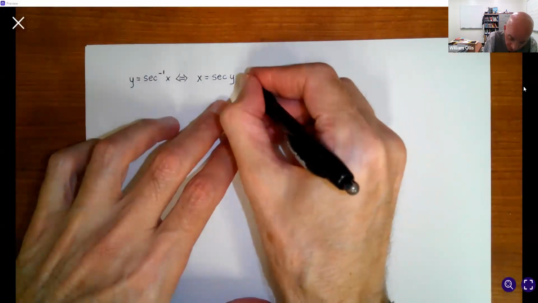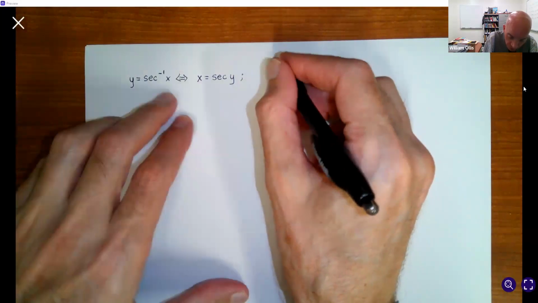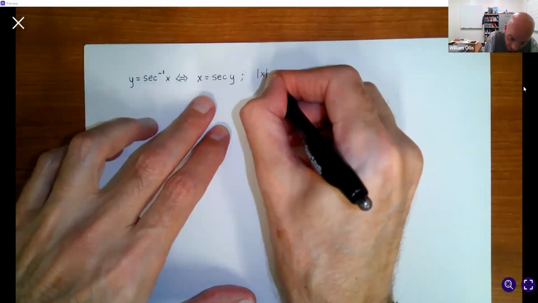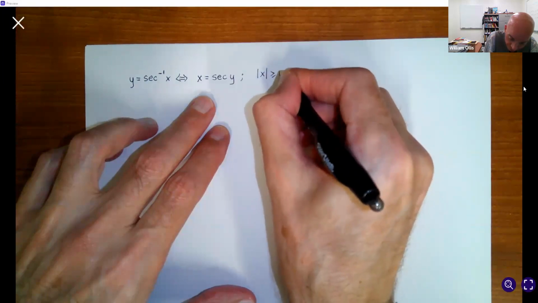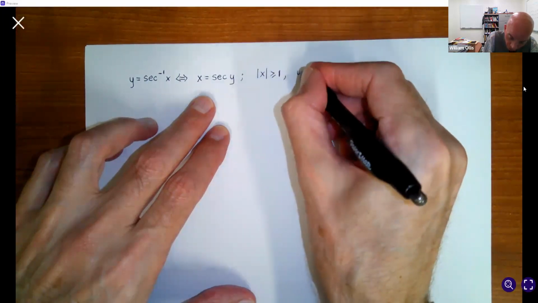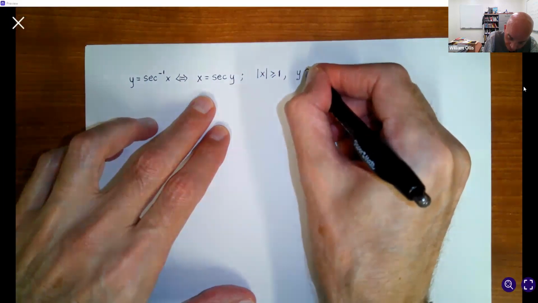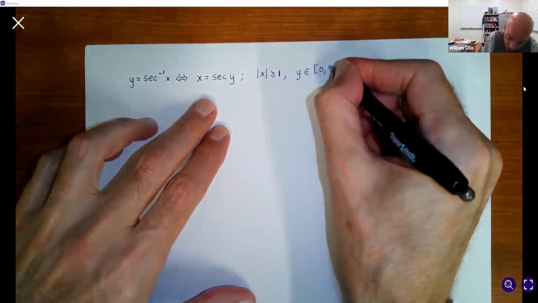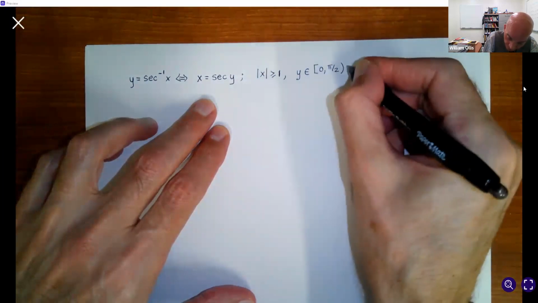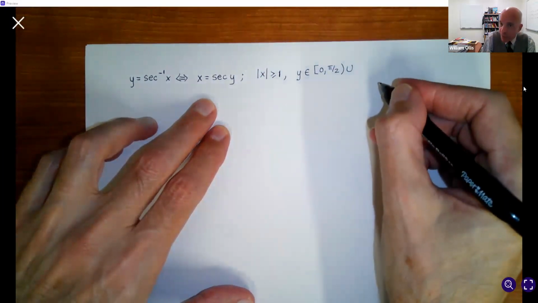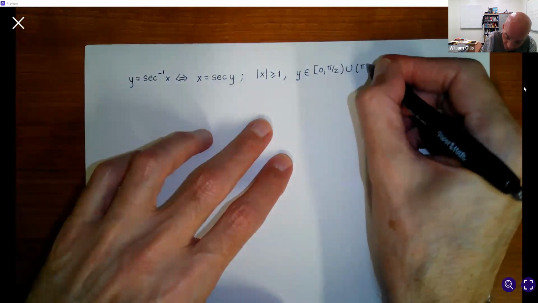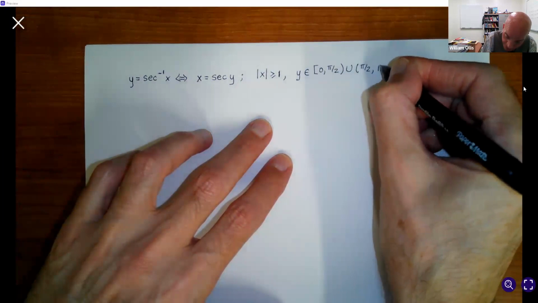Now, when we think about the construction of these functions using the geometry of the unit circle, we need restrictions to make them one-to-one. So the first restriction here is that x in absolute value is greater than or equal to 1. And y would live in the interval 0 to pi over 2, excluding the pi over 2, because that would be a vertical asymptote of the secant function, and then pi over 2 to pi.